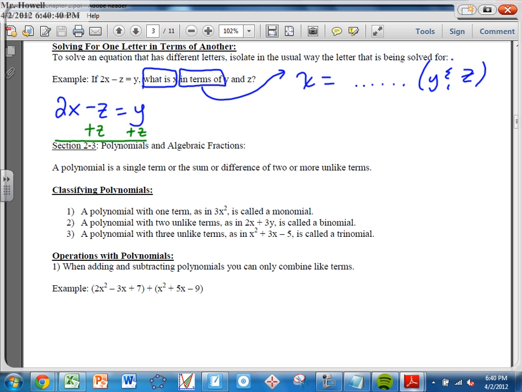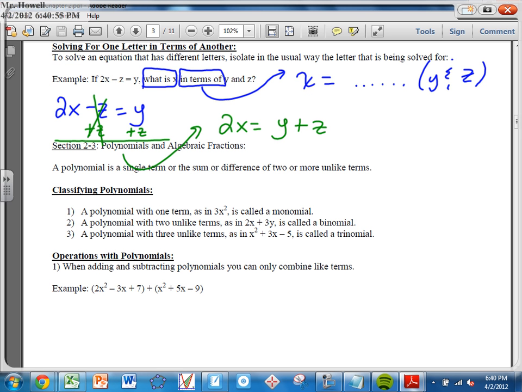Well, you might ask yourself, what is y plus z? Those aren't numbers, I can't add them. So you simply write them as y plus z. So from this, the z's drop off obviously, and we end up getting 2x equals y plus z.